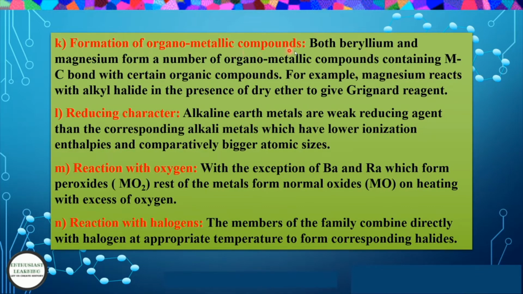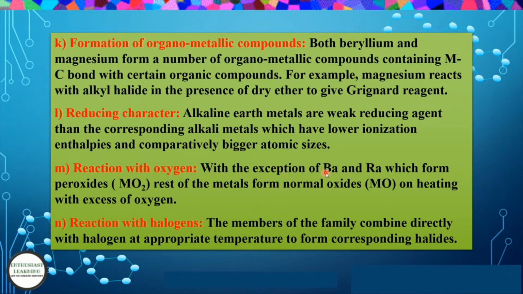Formation of organometallic compounds. Both beryllium and magnesium form a number of organometallic compounds containing a metal-carbon bond with certain organic compounds. For example, magnesium reacts with alkyl halide in the presence of dry ether to give Grignard reagent. Reducing character. Alkaline earth metals are weaker reducing agents than the corresponding alkali metals, which have lower ionization enthalpy and comparatively bigger atomic sizes.